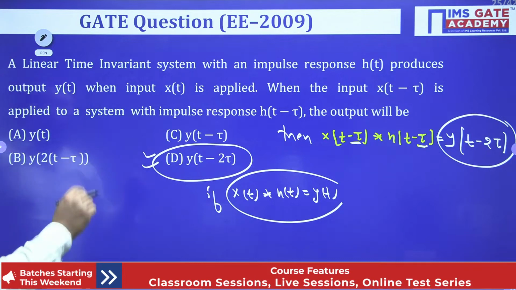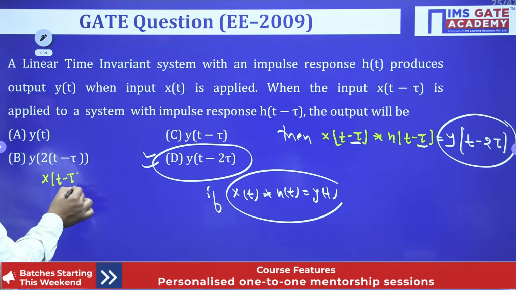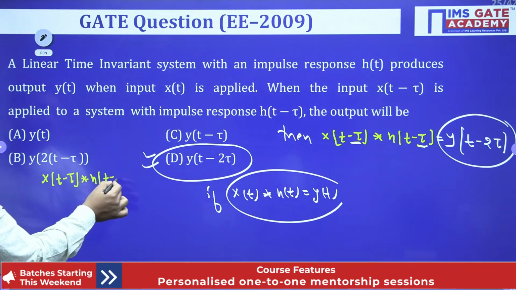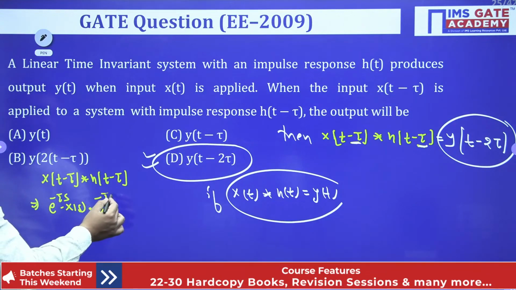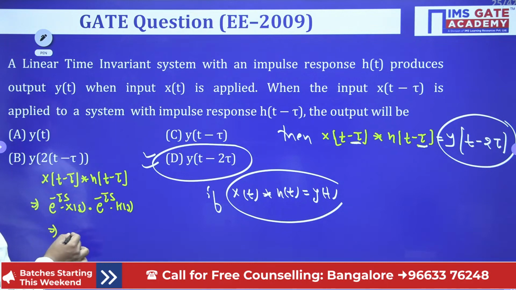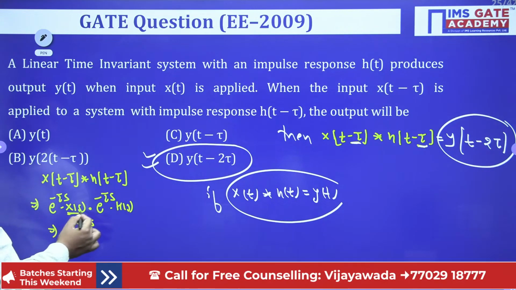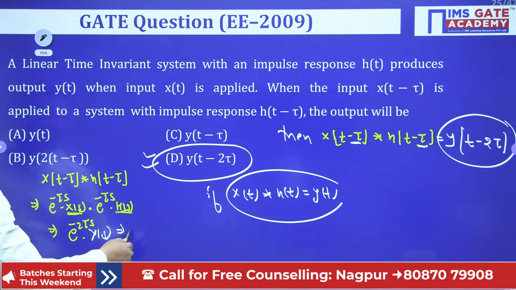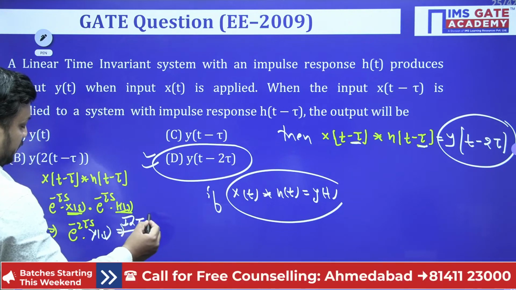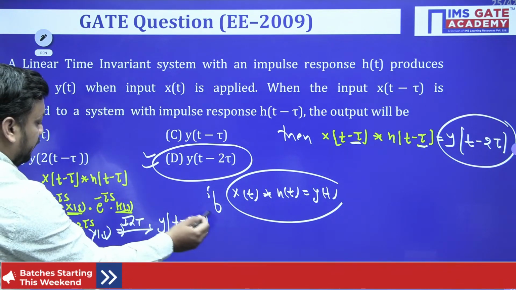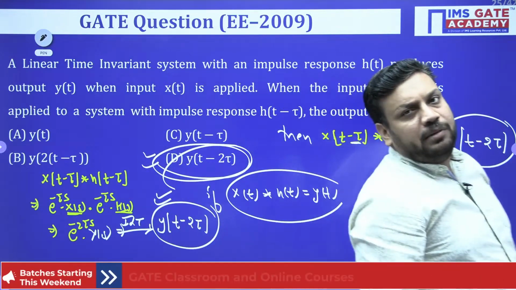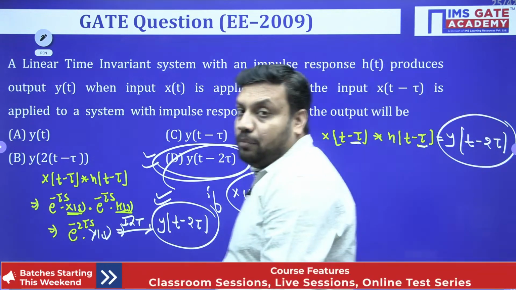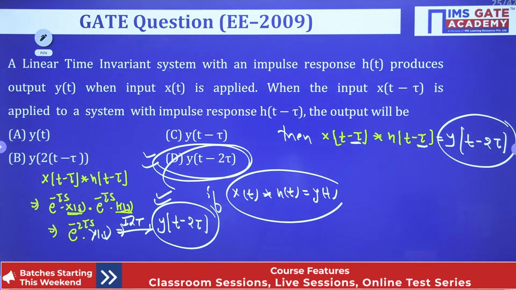You can also apply the Laplace transform here. If you apply the Laplace transform to x(t minus tau) convolved with h(t minus tau), you will get e to the power minus tau s times X(s). Convolution in time is multiplication in frequency, so it is again e to the power minus tau s times H(s). So ultimately you will get e to the power minus 2 tau s times X(s) H(s), which makes Y(s). When you take the inverse Laplace transform, you will get y(t minus 2 tau). This is your final answer, option number D for Delhi. However, the Laplace transform is not required, because you can directly apply the convolution shift property as well. Yes or no?